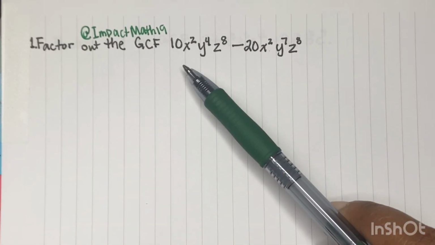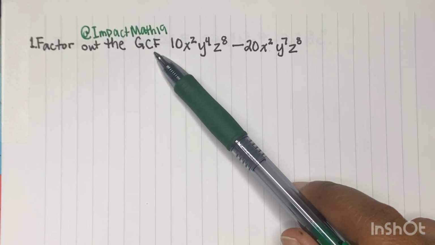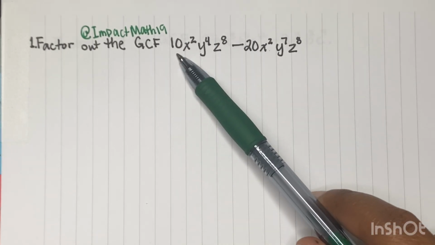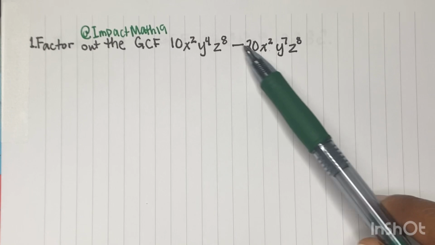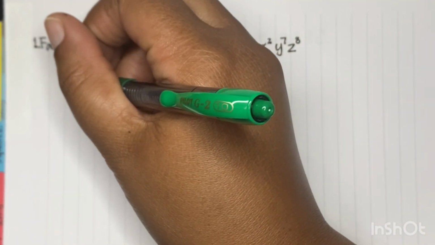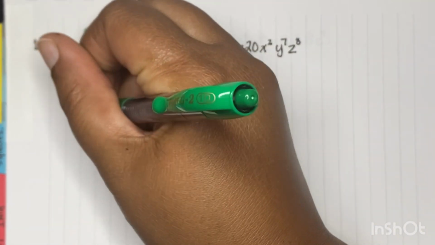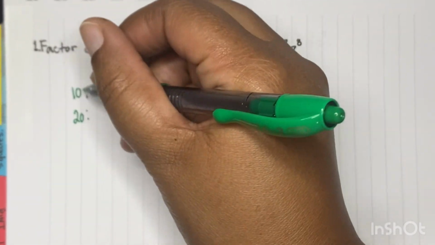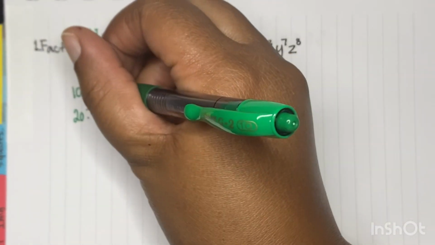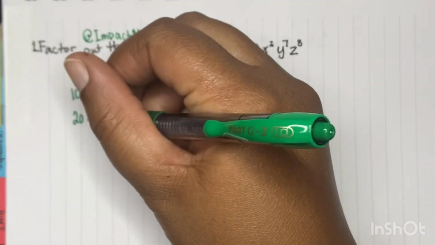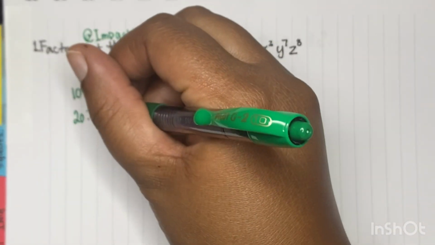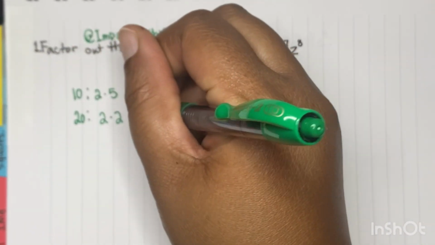Okay, so when we're looking for the greatest common factor, I want you to take it step by step. So let's just look at the numbers. If we're looking at 10 and 20, what times what gives you 10? Well, 2 times 5. And then what times what gives us 20? Well, 2 times 2 times 5.